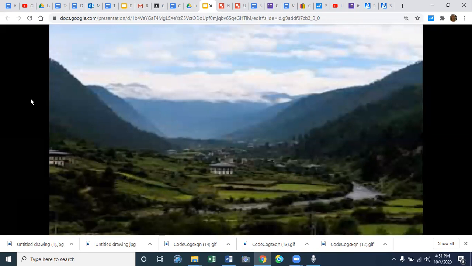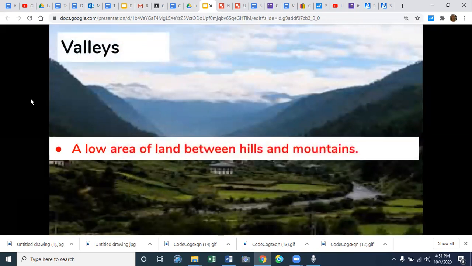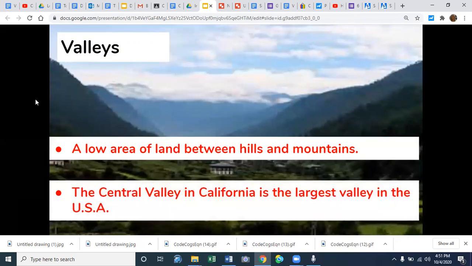What is this? This is a valley. A valley is a low area of land between hills and mountains. The Central Valley in California is the largest valley in the United States. California has a lot of different landforms, don't they?